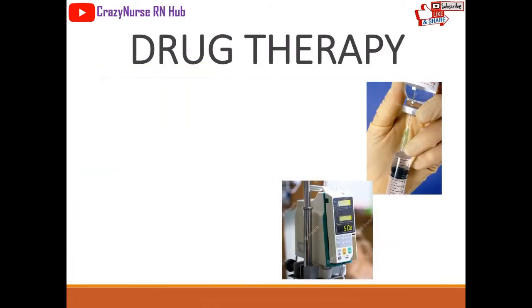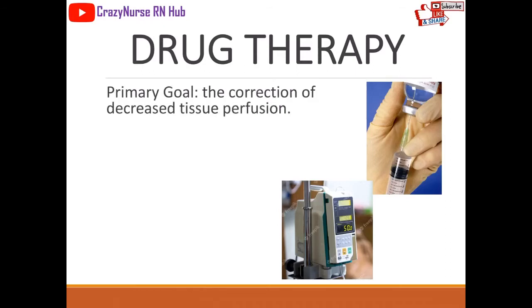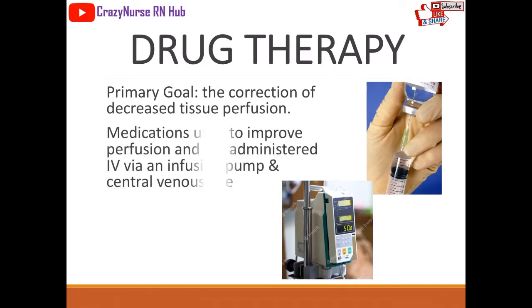Now let's proceed to drug therapy. The primary goal of drug therapy for shock is the correction of decreased tissue perfusion. Medications used to improve perfusion in shock are administered intravenously via an infusion pump and central venous line. One main reason for administering these medications via a central line is that many of them have vasoconstrictor properties that may have harmful effects if administered peripherally and the drug extravasates.